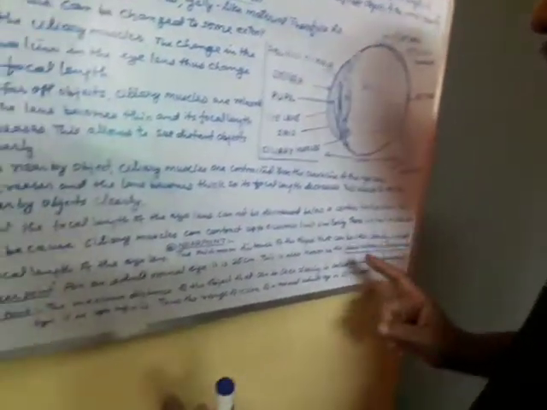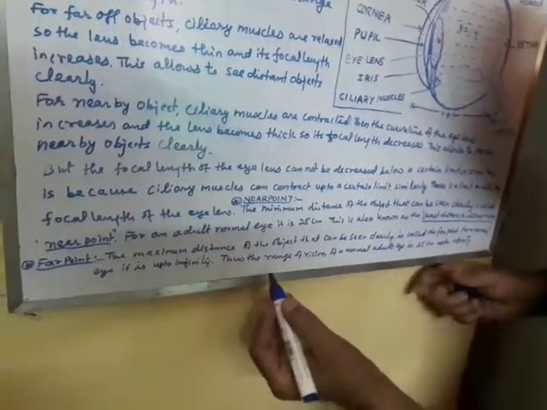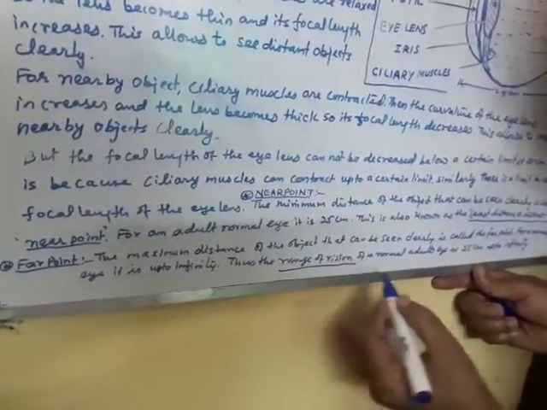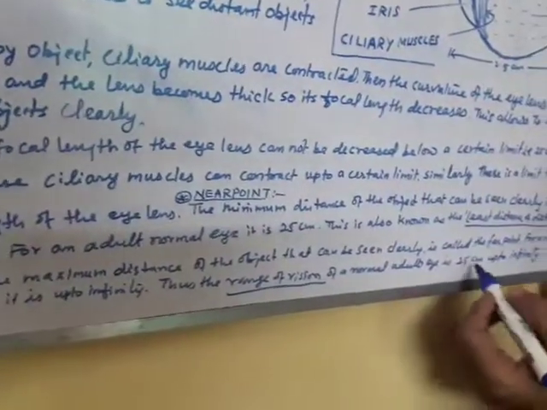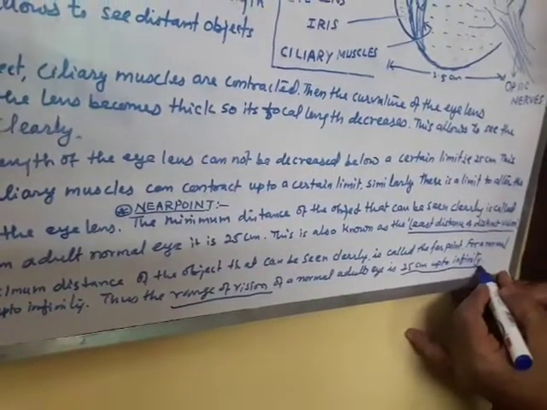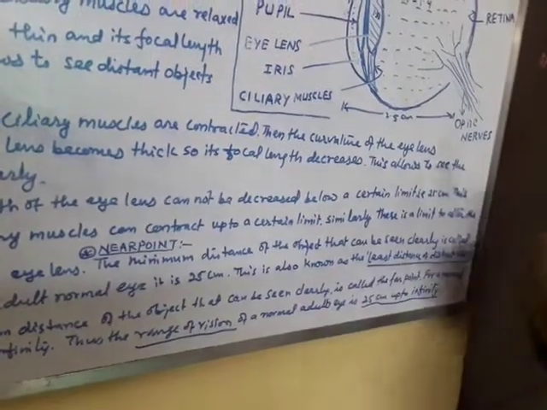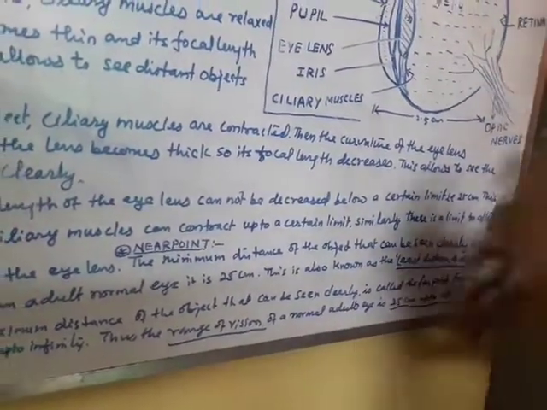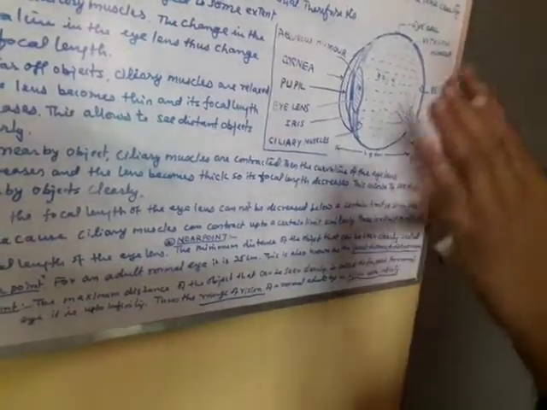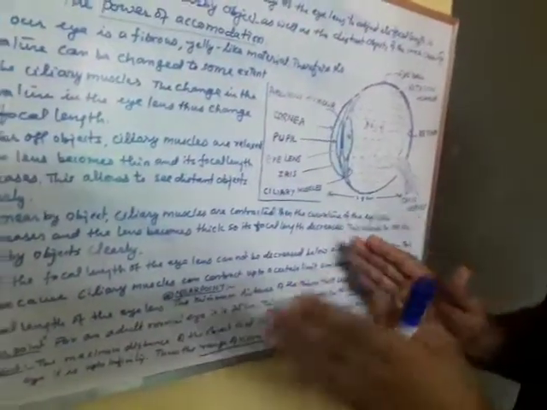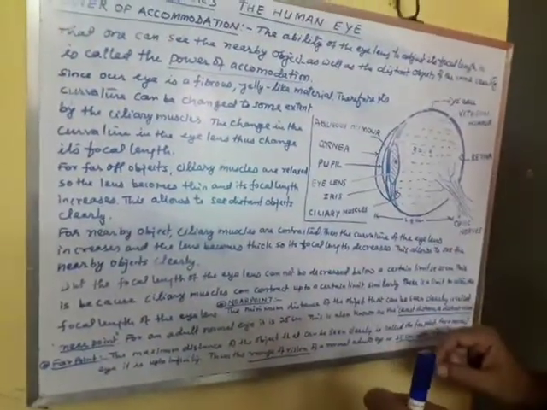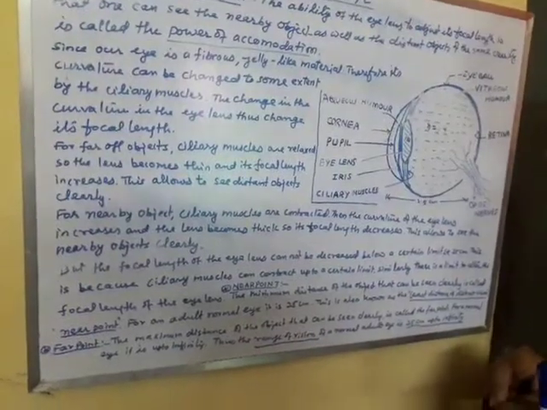So there is the range of vision. What is called the range of vision? The minimum distance, that is 25 centimeters, up to infinity, for which the object can be seen clearly, is called the range of vision. So there are some important things that you have to remember. You have to note down all these things in your notebook. Thank you.